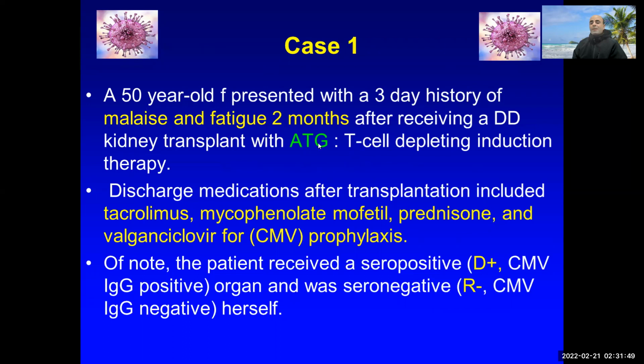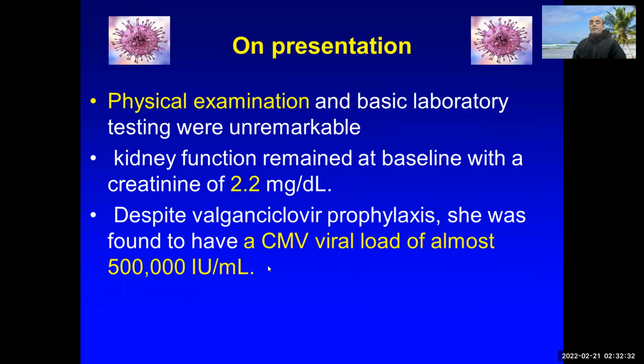Because this patient received ATG and a deceased donor, all this should be covered by CMV prophylaxis. Of note, the patient received a seropositive organ, that's the second problem now. The donor is CMV IgG positive, and the recipient is negative for CMV IgG. So now there's another risk of a maybe prolonged course, now for 6 months. With ATG only, this may be 3 months, but with ATG and a CMV mismatch, donor positive and recipient negative, we will give CMV prophylaxis valganciclovir for 9 months.